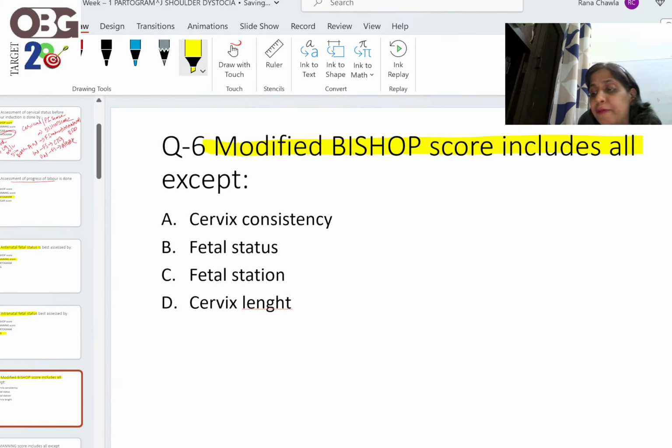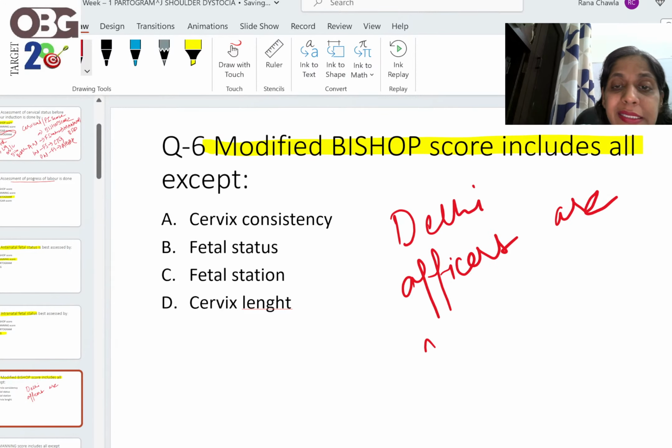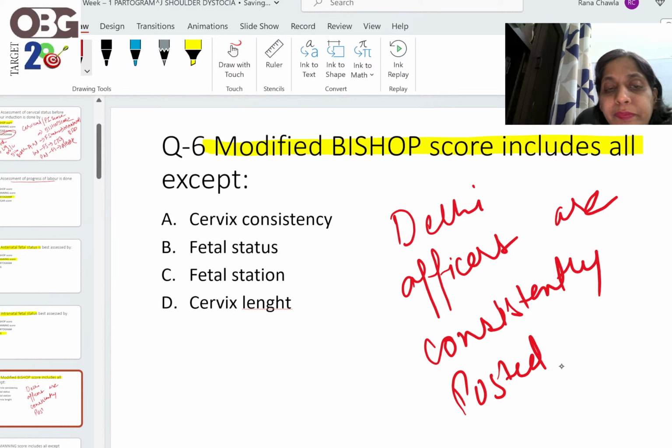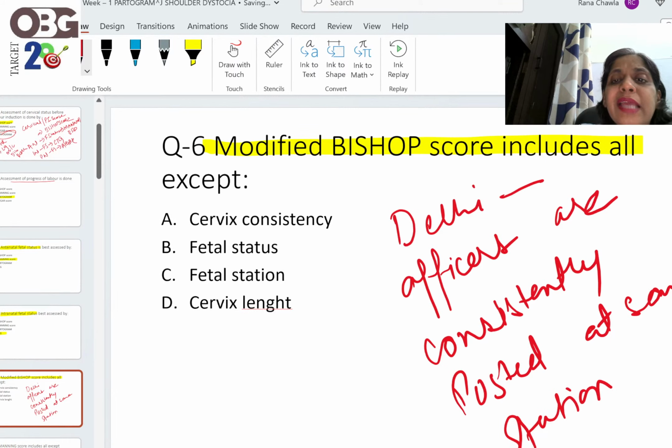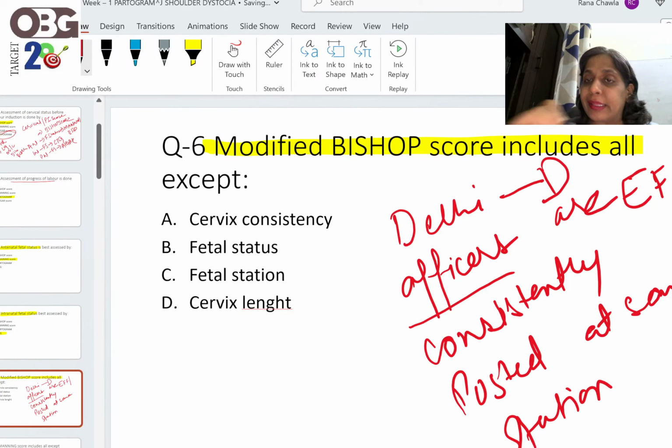Now Bishop score, what is the formula for the Bishop score? Can you tell me what is the mnemonic for Bishop score? Delhi officers are consistently posted at same station. Okay, Delhi stands for dilatation, officers stand for effacement, and in modified Bishop score it is the cervical length. Instead of cervical effacement they have put the cervical length.